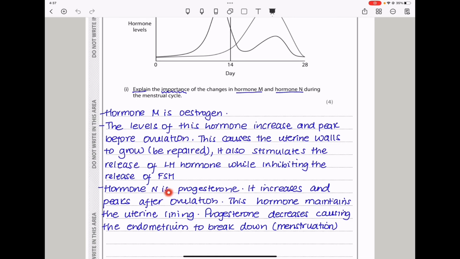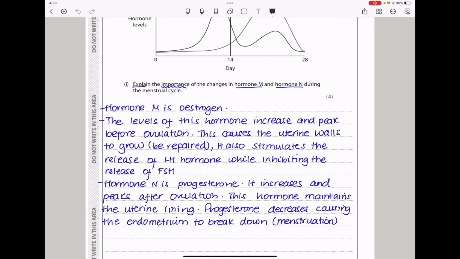Also, hormone N is progesterone. It increases and peaks after ovulation. This hormone maintains the uterine lining. When progesterone decreases, the endometrium will break down and menstruation will occur.